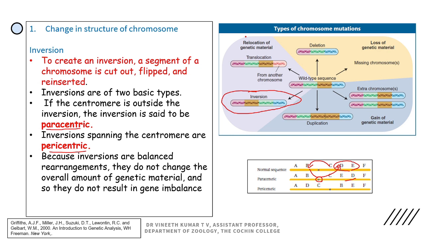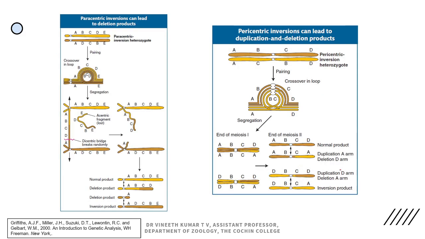Fertile gametes will not result from inverted chromosomes. So we'll take the examples of both the inversions here. First we'll discuss the paracentric inversion, which means the inversions which do not involve the centromere region. Here you can see this is the normal one. Light brown is the normal one, and the brown is the inverted one.